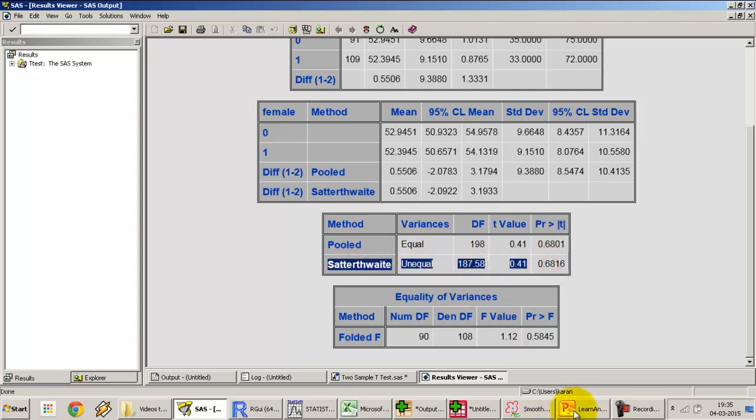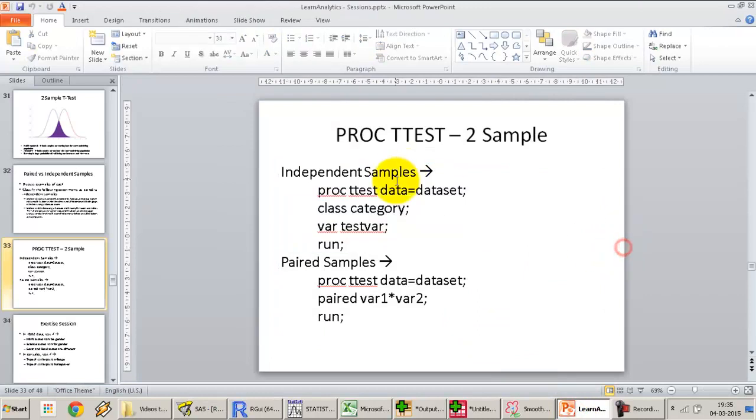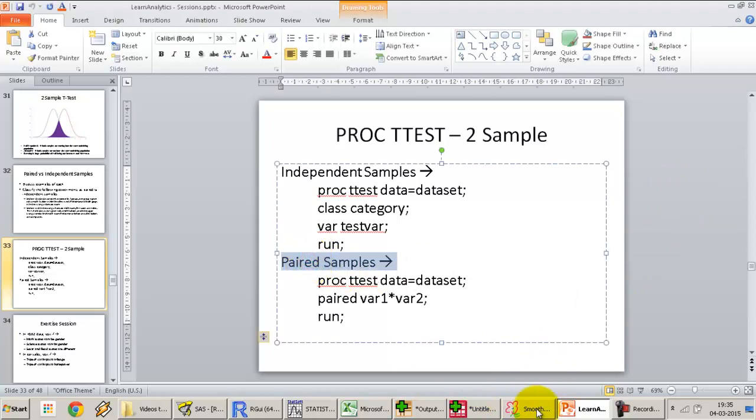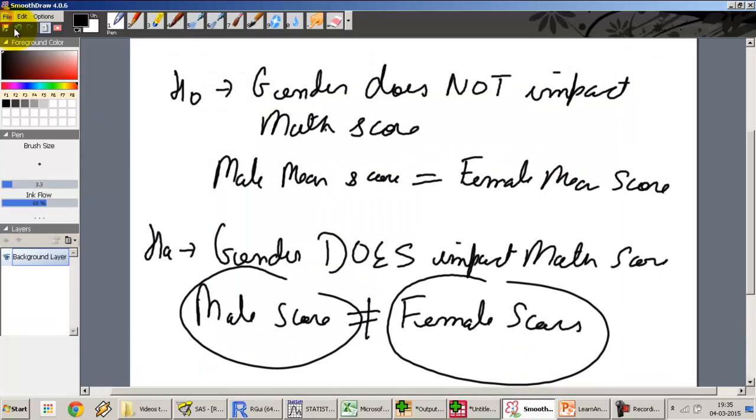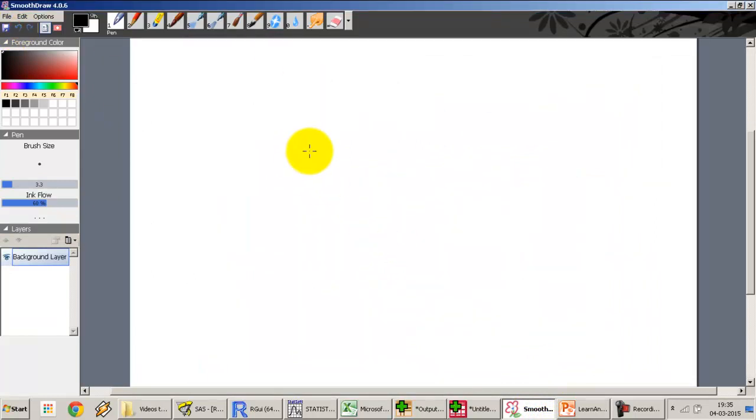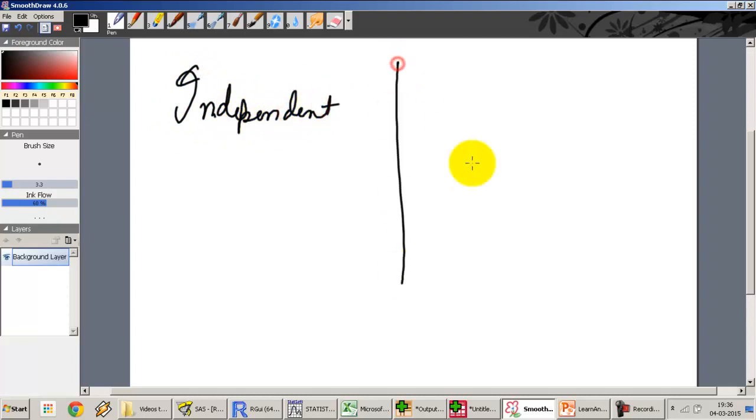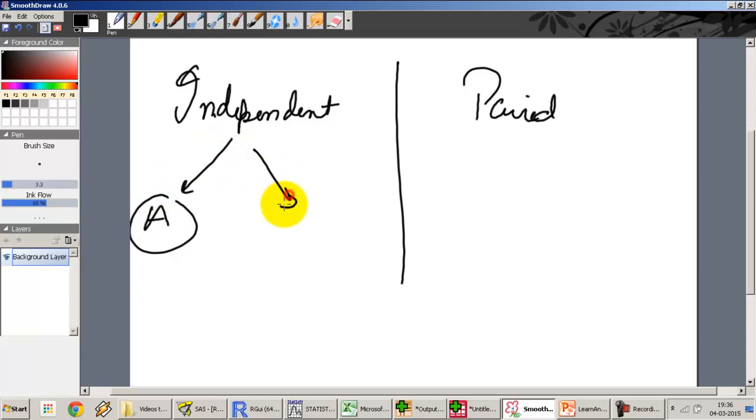So this was an example of two sample t-test using independent samples. Now, there's a great confusion about what constitutes an independent sample and what constitutes a paired sample. So we have two types of two sample tests, independent samples and paired samples. Independent samples are two samples which do not overlap between each other. So there will be no overlap between them.